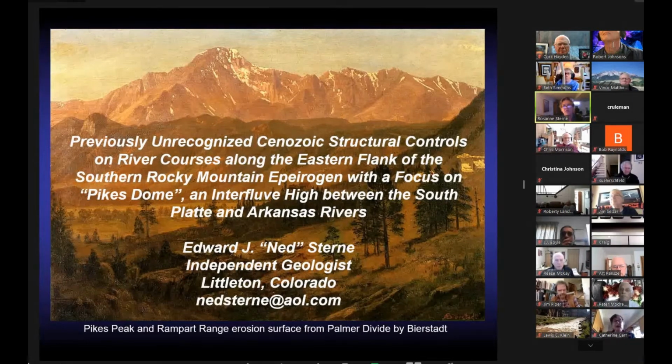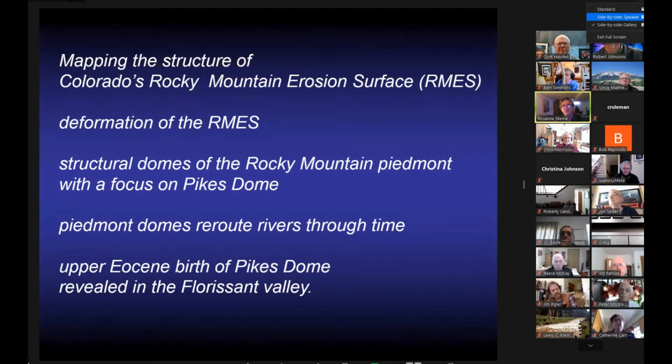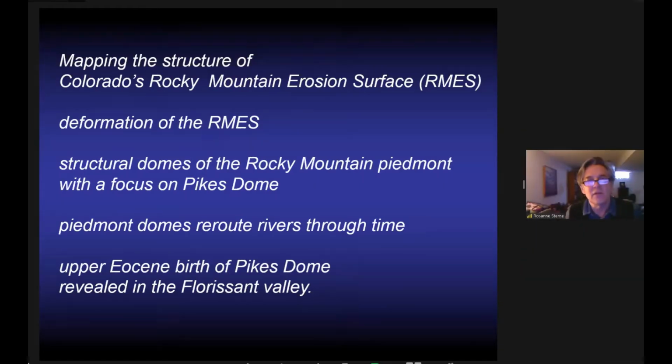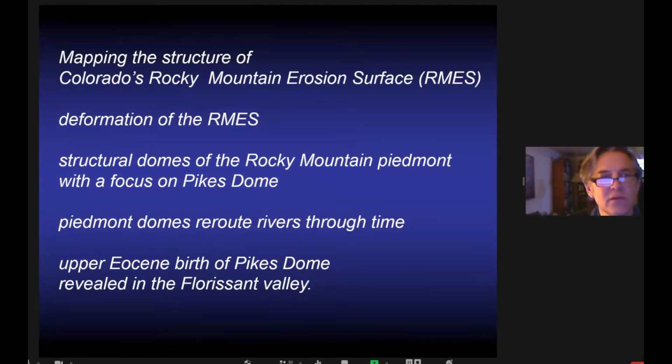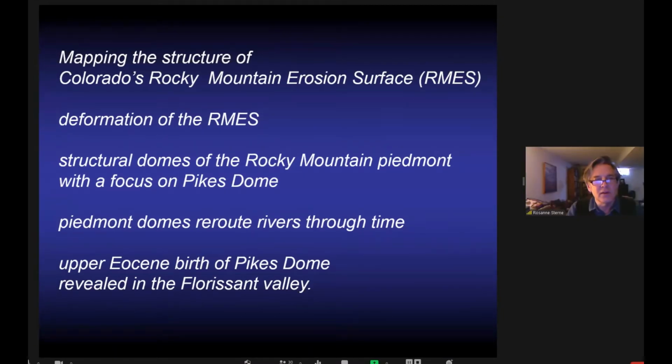So for this talk today, we're going to take a look at some mapping I did of the Rocky Mountain Erosion Surface across Colorado. We'll talk a little bit about how other people have looked at the Rocky Mountain Erosion Surface. Then we'll start talking about deformation of the Rocky Mountain surface. And from there, we're going to focus on some large structural domes of the Rocky Mountain Piedmont area. And I'm going to focus you in on Pikes Dome. And then we'll start looking at how these Piedmont domes, specifically Pikes Dome, have rerouted rivers through time.